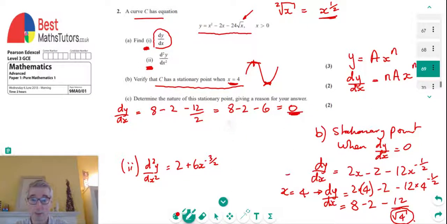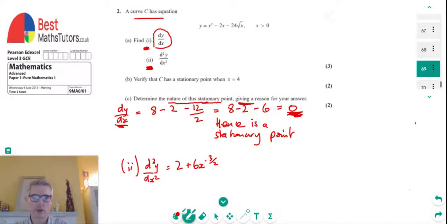So we'd probably need to make the sentence that hence it is a stationary point, just to show that we know that the fact that dy dx is equal to 0 means that we're at a stationary point. And the next thing we've got to do is determine the nature of this stationary point.